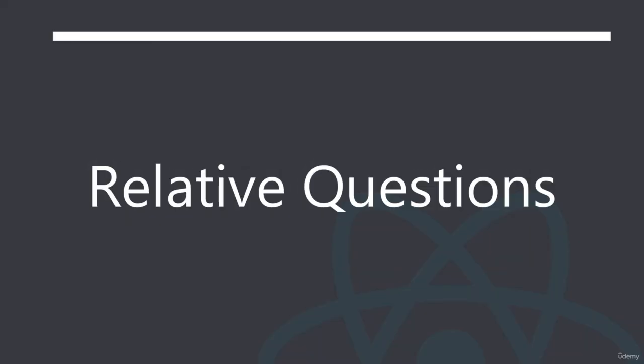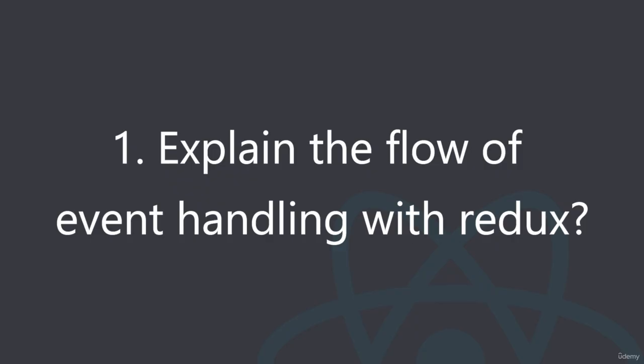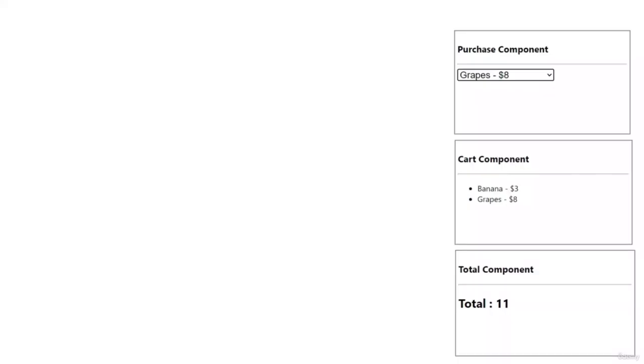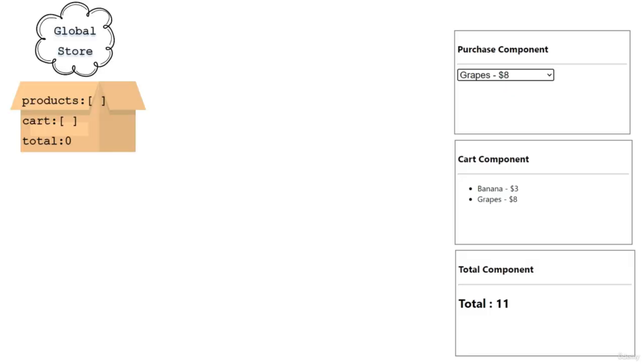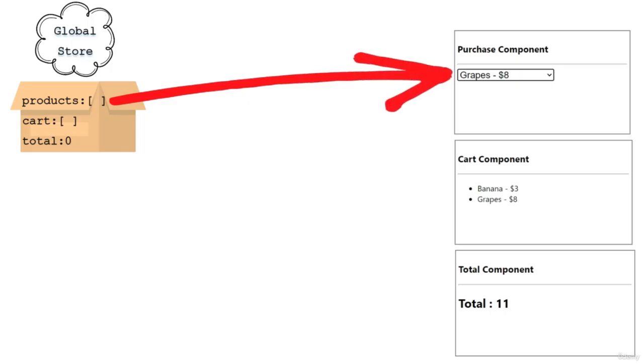The first question is, explain the flow of event handling with Redux. So we have these three components, the purchase, cart and total components. Here we have the global store. This product data is referred to here and the dropdown is filled with this product data. Now, once this data is filled, let's say on selection of a product, we want to add the data to the cart.